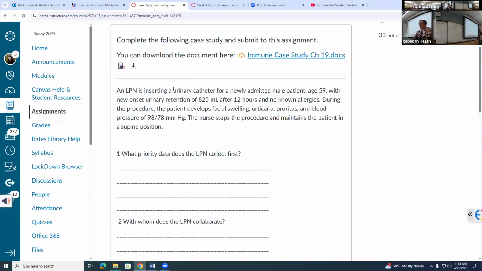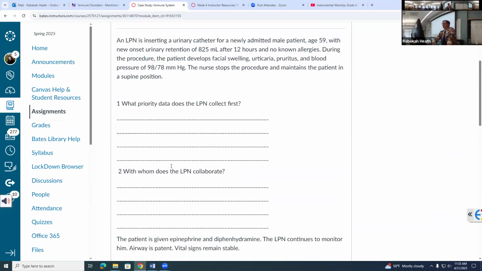Okay, so we have you're an LPN, you're inserting a urinary catheter for a newly admitted patient age 59 with new onset urinary retention of 825 mLs after 12 hours and no known drug allergies. During the procedure, he develops facial swelling, urticaria, pruritus, blood pressure of 98/78. The nurse stops the procedure and maintains the patient in the supine position. All right, so what priority data do we collect first?